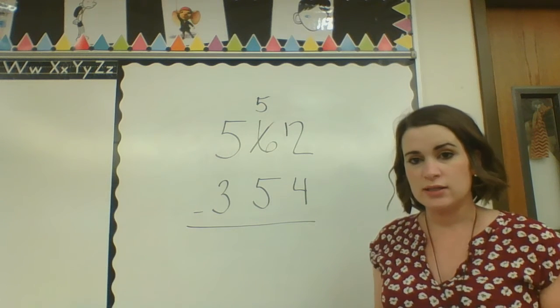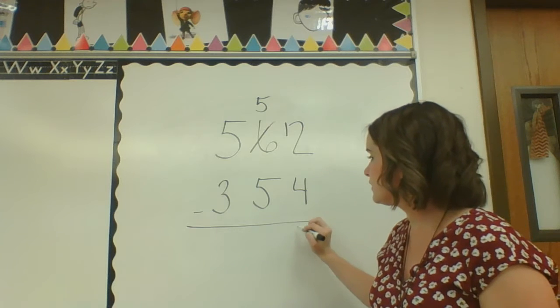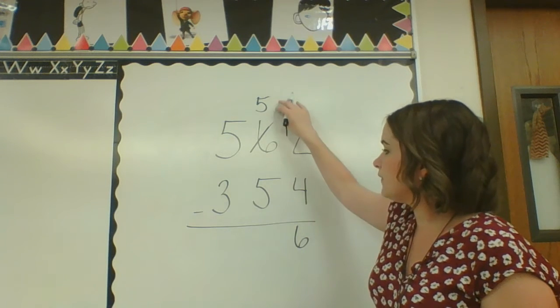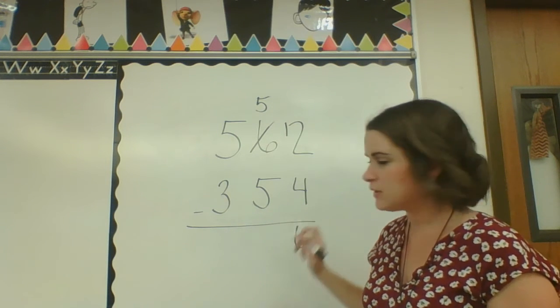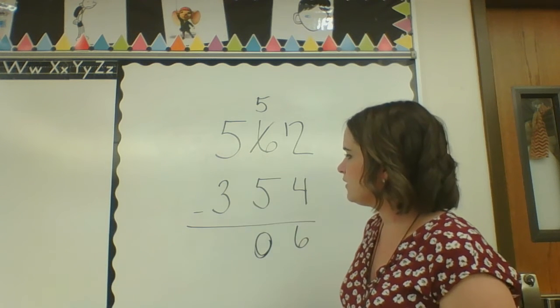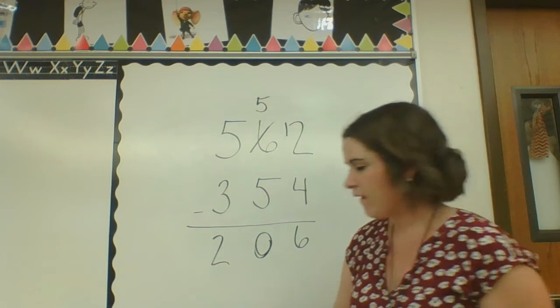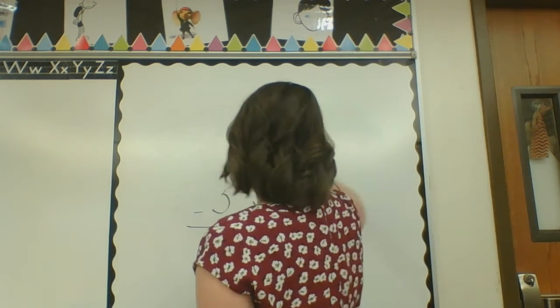So now I can go ahead and continue subtracting. 12 minus 4 is 6. 5 minus 5, they're the same number, so 0 is the game. And then 5 minus 3 is 2. Your answer is 206. Okay, let's do a more challenging one this time.